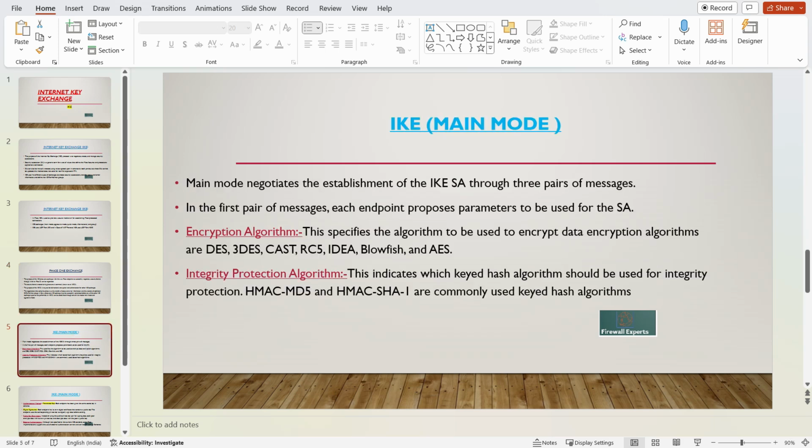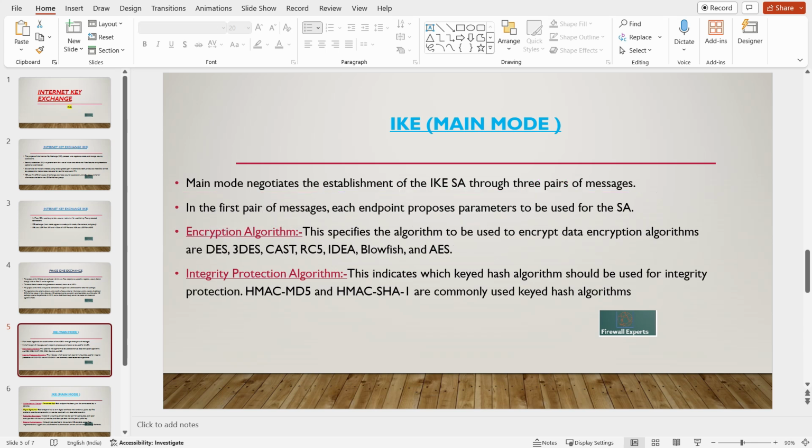Now we'll begin with IKE main mode. IKE main mode negotiates the establishment of the IKE SA through three pairs of messages. Three pairs means six messages will be exchanged during this transaction.